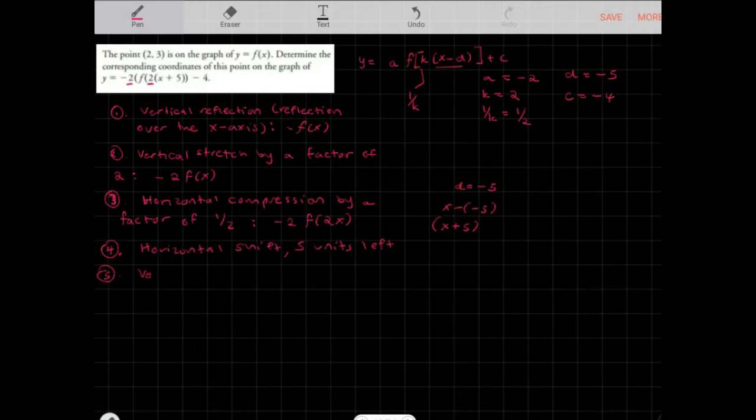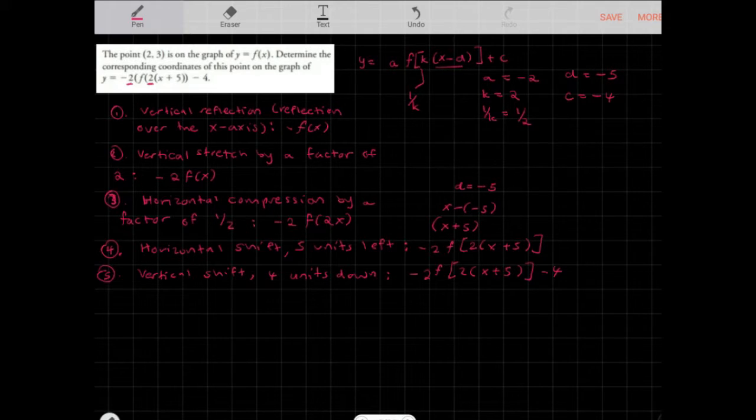And the last transformation we have is the vertical shift 4 units down, right? And I forgot to write the previous transformation: the horizontal shift 5 units left is negative 2 f of 2x plus 5. Okay, in this case we're doing the vertical shift 4 units down, which is negative 2 f of 2x plus 5 minus 4. Okay, so those are all of our transformations.